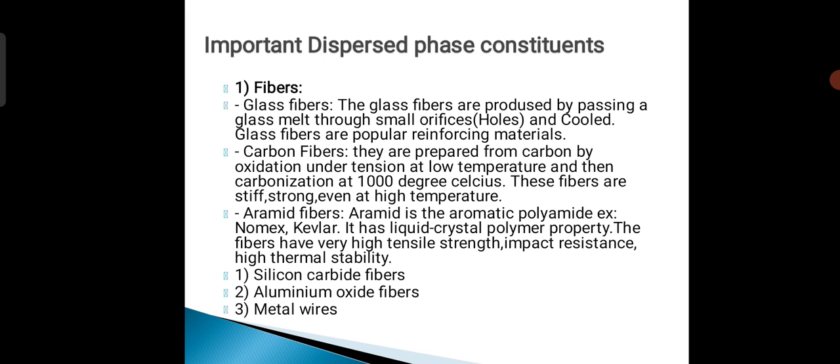Important dispersed phase constituents. Fiber. Glass fiber. Glass fibers are produced by passing a glass melt through small orifices or holes and cooled. Glass fibers are popular reinforcing materials. Carbon fiber. They are prepared from carbon by oxidation under tension at a low temperature and they carbonize at high temperature. These fibers are stiff and strong, even at high temperature.